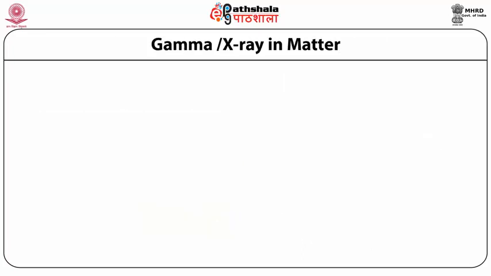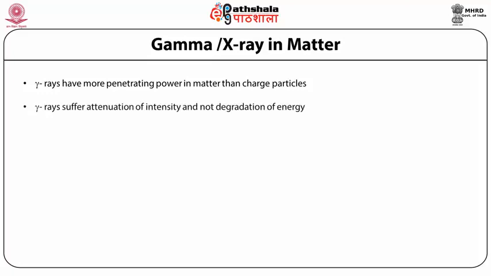Gamma ray, X-ray in matter. Now, in this slide we are going to study how gamma rays or X-ray photons interact with matter. Gamma rays have more penetrating power in matter than charged particles. Gamma rays suffer attenuation of intensity and not degradation of energy. What does that mean? It means that gamma rays suffer attenuation of intensity. Attenuation means the number of photons.